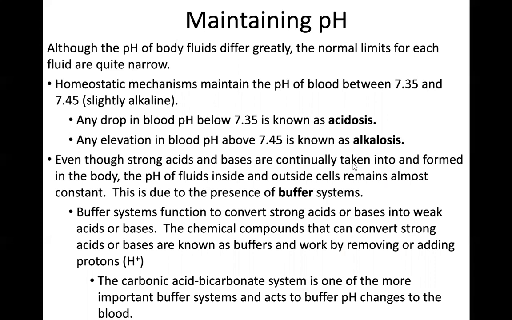Okay. Any drop in blood pH below 7.35 is known as an acidosis, which sounds correct, but it's actually kind of misleading because 7.3 is still a base, right? Okay, but we're trending towards acidity, maybe because acids are building up in our body. Okay. Any elevation in blood pH above 7.45 is called an alkalosis.